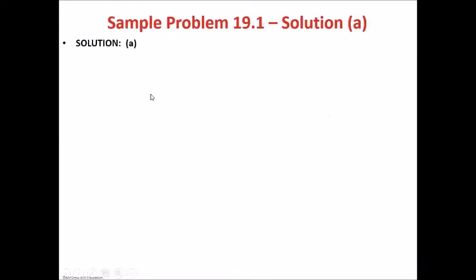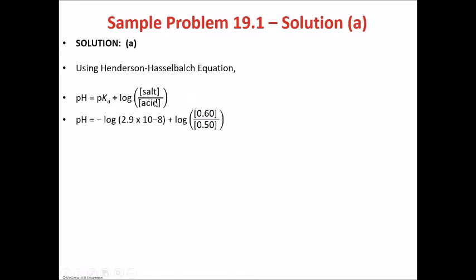Okay, you have a solution A, you have the concentration of the HClO and the concentration of the NaClO. So using the Henderson-Hasselbalch equation, pH equal to pKa plus log salt over acid. Salt here is the concentration of ClO minus, or similarly NaClO, and acid is HClO. Alright, so you have the Ka.